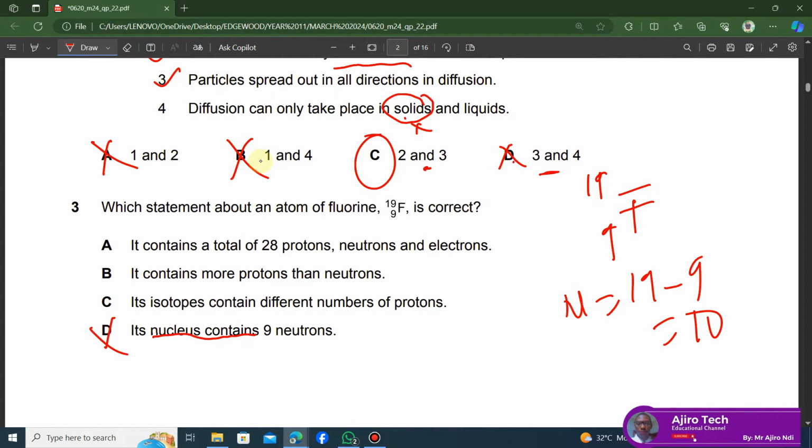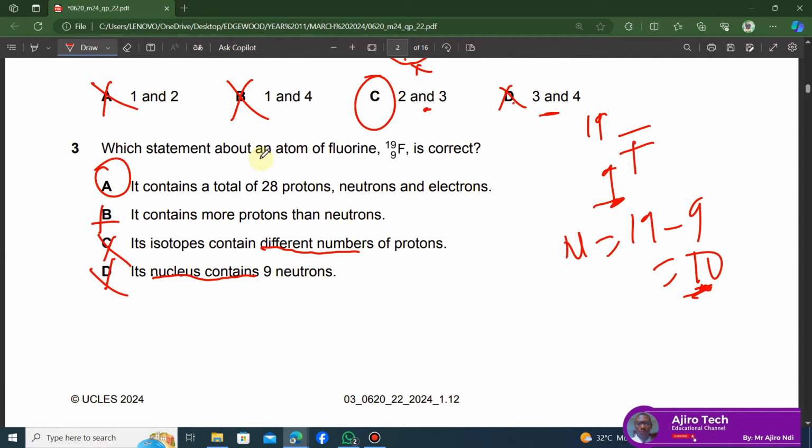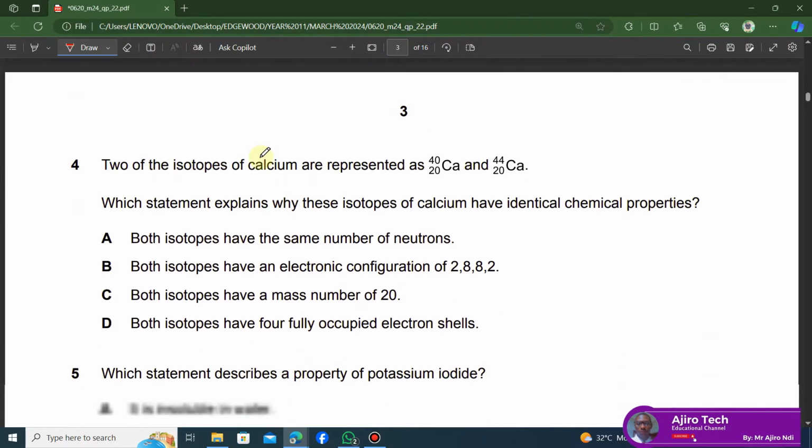Its isotopes contain different numbers of protons. No, isotopes have the same number of protons, not different numbers of protons. So that's equally off. It contains more protons than neutrons. This is wrong because we have 9 protons and we have 10 neutrons. So this is equally off. So option A is the correct answer. I'm trying to do this to explain why a certain choice is wrong and why certain ones are correct. So watch it and learn properly.